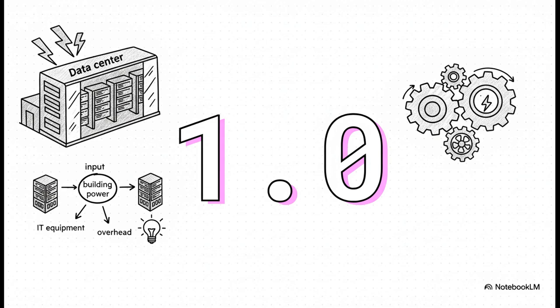So for the big cloud companies, efficiency is everything. And the one number they are absolutely obsessed with is called PUE, or Power Usage Effectiveness. It's a really simple idea. It just measures how much of the electricity coming into the building is actually used to power the computers versus how much is wasted on things like the cooling systems.